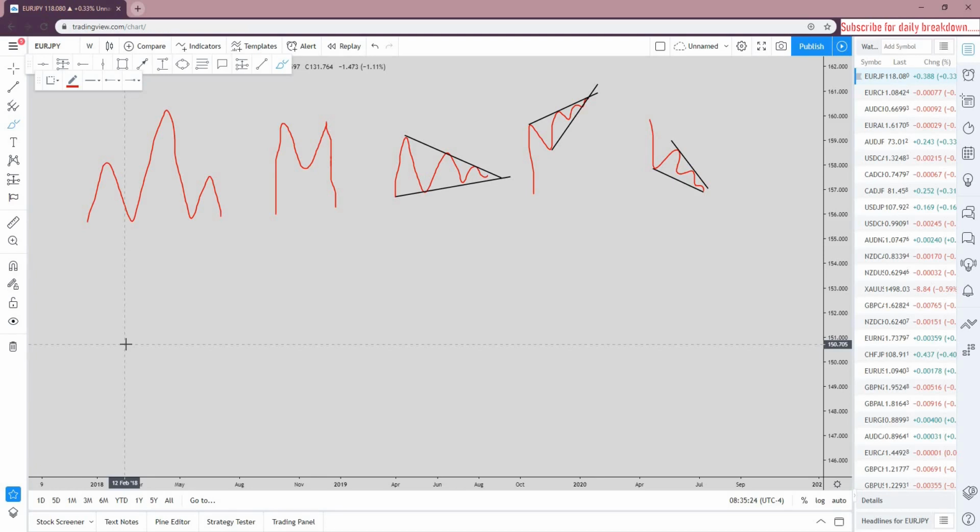But the simple concept is this. It doesn't matter what kind of W formation it actually is. Every time you see a W formation, you are expecting a push to the downside. Every time you see an M formation, you're expecting a push to the upside. Very simple concept. When you have an M, you're expecting a push to the upside. When you have a W, you're expecting a push to the downside.